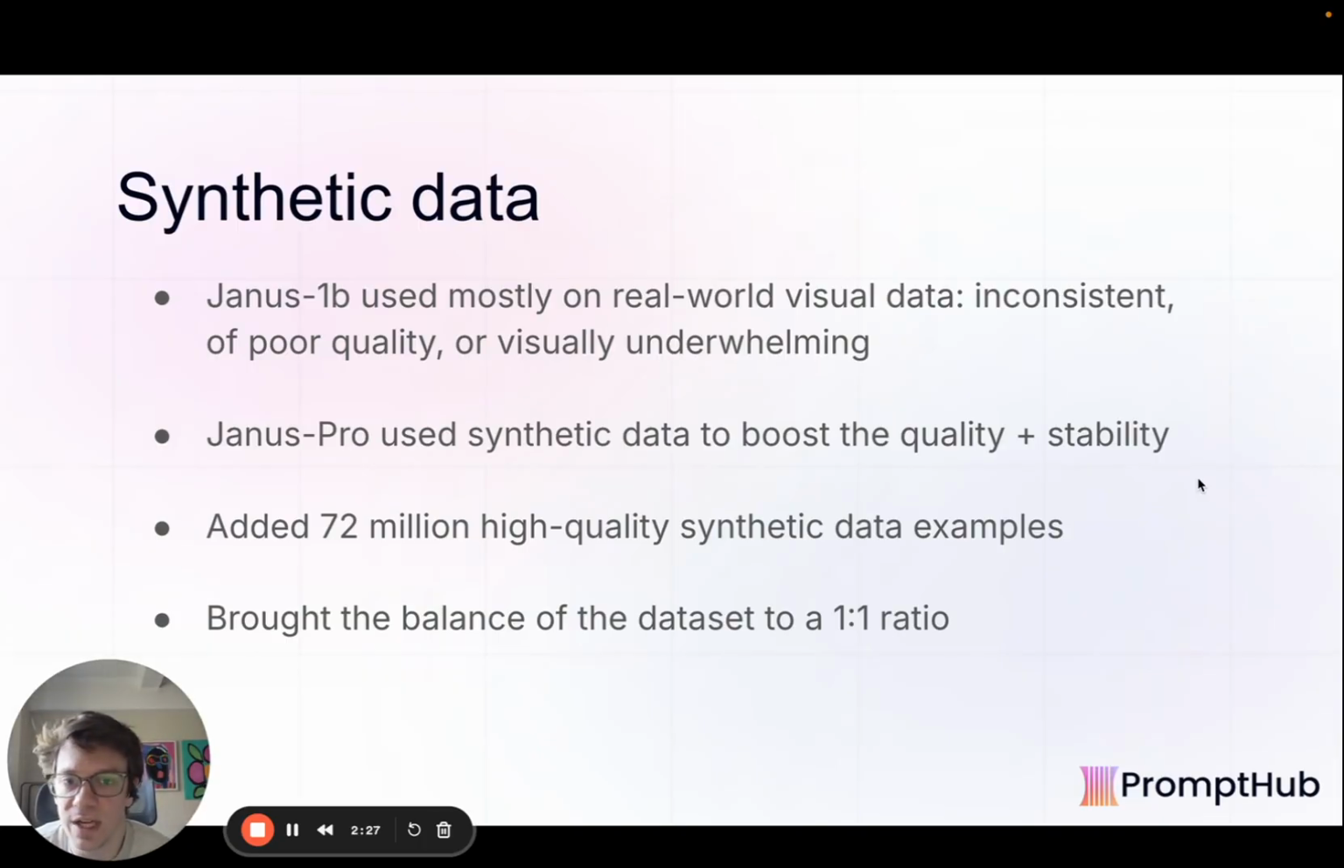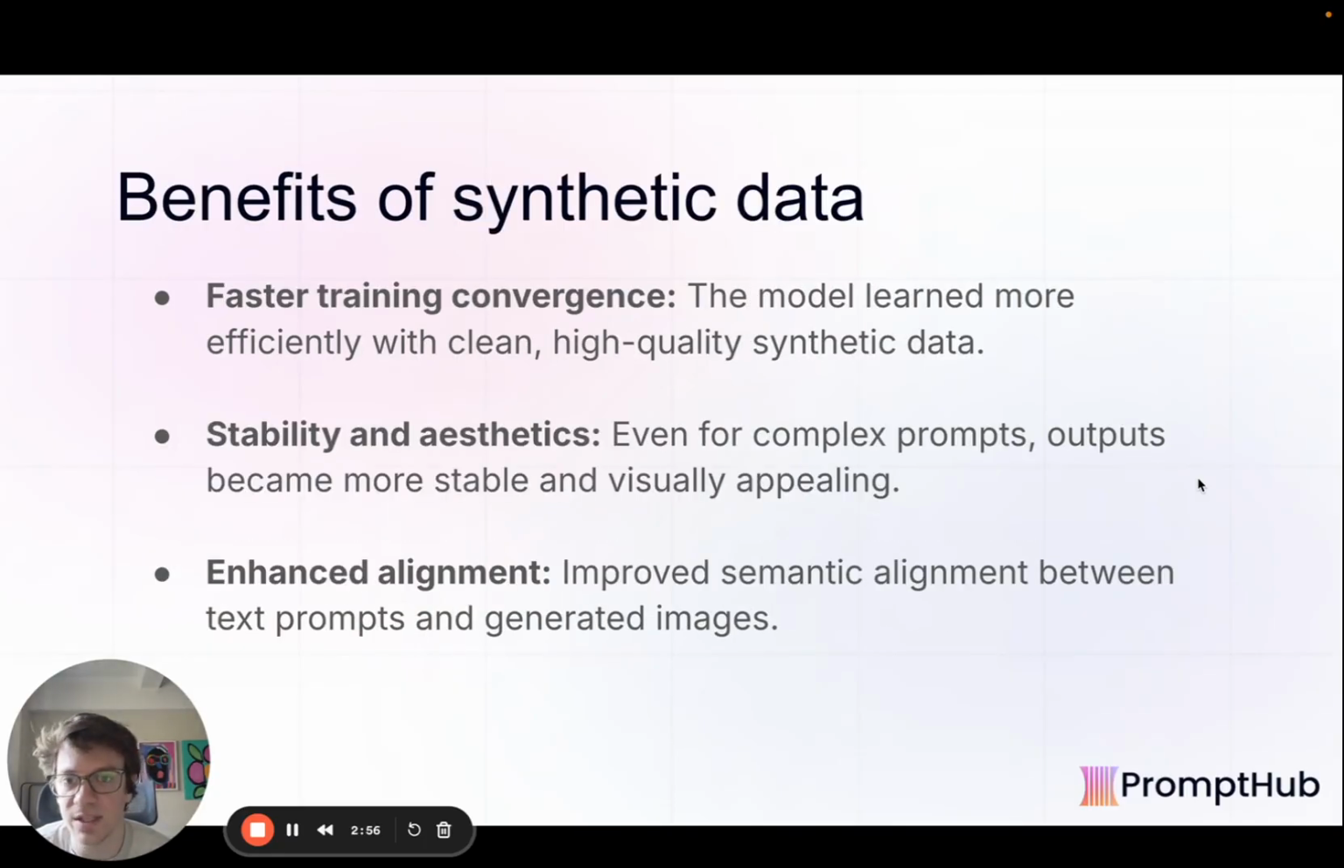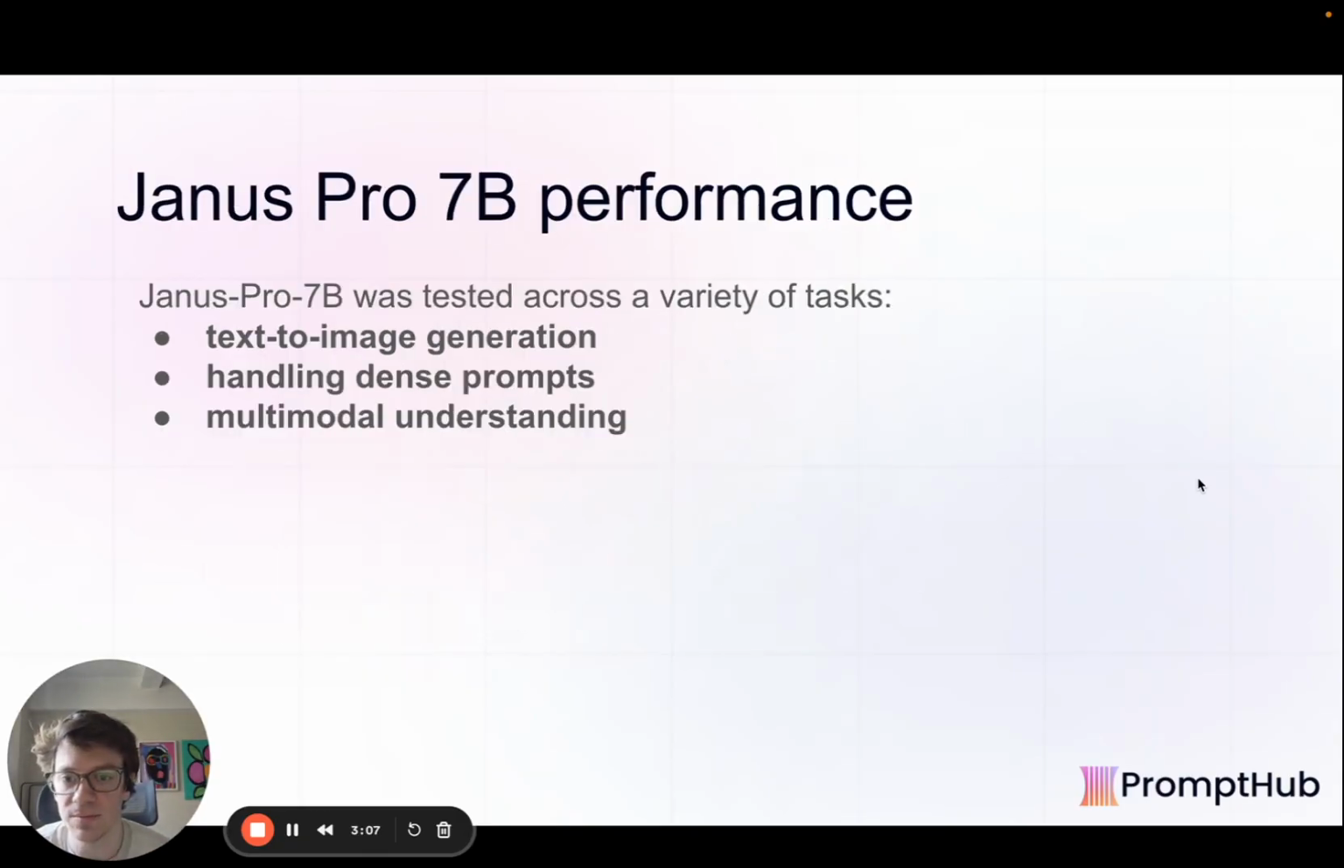In the first version of Janus, it was mostly real world data. And that wasn't the only reason why it wasn't performant, but that was an issue that they noted, that the real world data just wasn't super good and it made bad outputs. They use a ton of high quality synthetic data to boost the quality and stability for the 7 billion parameter version. They had 72 million examples, and they brought a ratio of 1-to-1 for synthetic versus real. So always cool to see the use of synthetic data in the training process. In short, this made for faster time to convergence, faster training time, better outputs, and more aligned outputs as well.